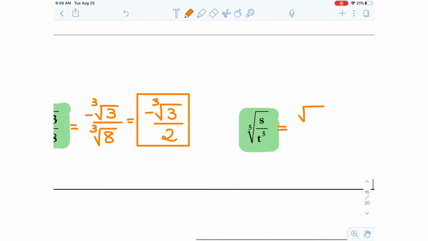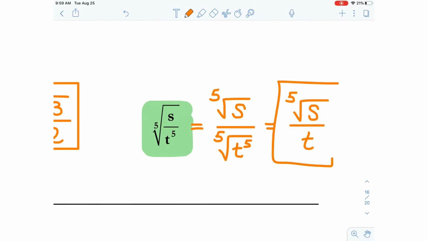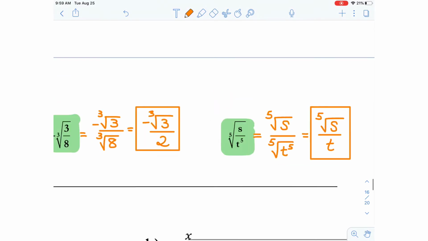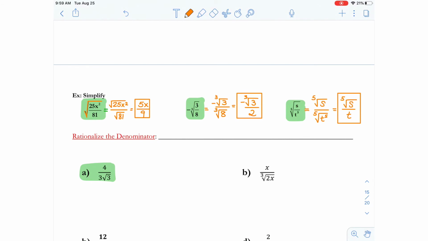same thing here. 5th root of s over the 5th root of t to the 5th. Okay, well, on the denominator, the 5th root of t to the 5th is just t. And on the top, I have the 5th root of s. It is okay to leave it if there's no radicals in the bottom. That's all good. If there are radicals in the bottom, we have to do something called rationalize the denominator.